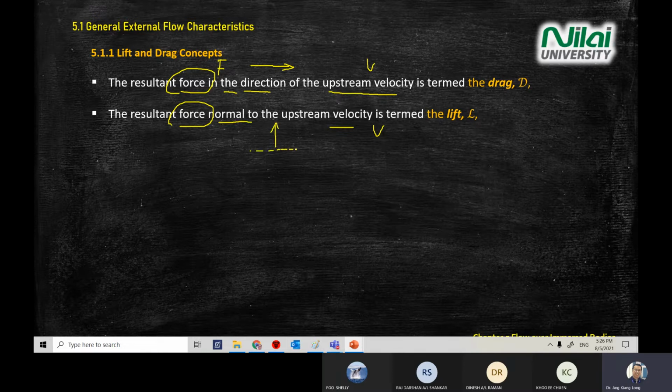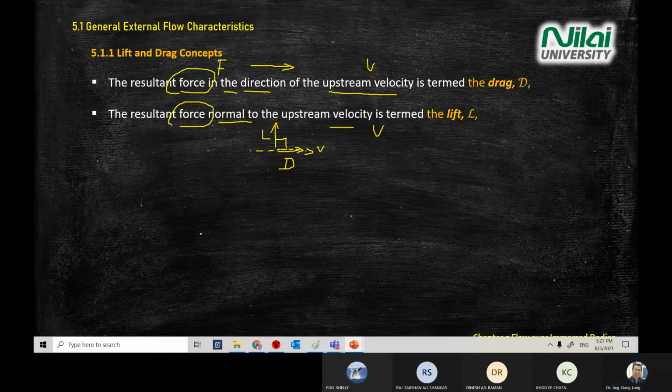It means if the velocity is in this direction, normal means 90 degrees. So this arrow represents lift. This arrow, if it's along the V direction, it represents drag. Okay, so just test yourself by using these two definitions. What is lift? What is drag? Because it's important. Because in the coming test or exam, you're going to need to define what is lift and drag.